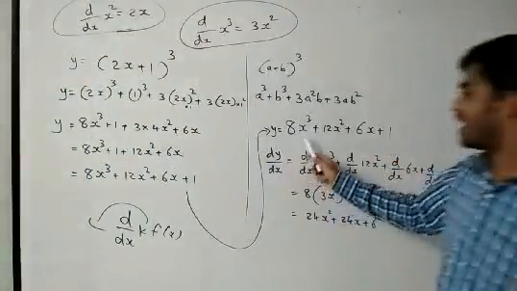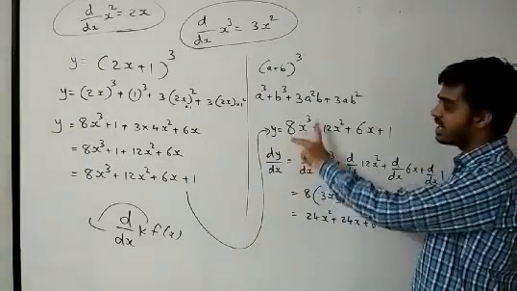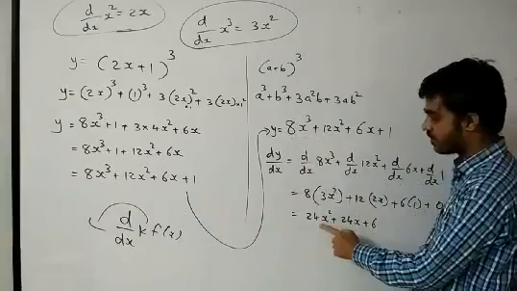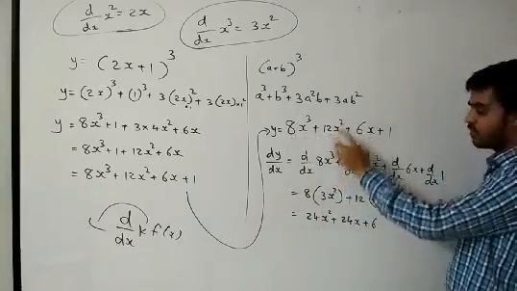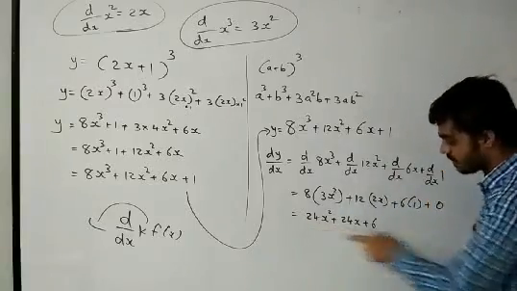Now we want to find the derivative of this function. So 8x cube derivative, that is 8 3s are 24x square, so 24x square. 12 2s are 24x, plus 6, and plus 1, derivative is 0. So this will be your required answer.